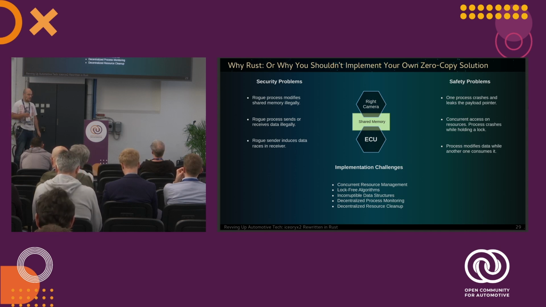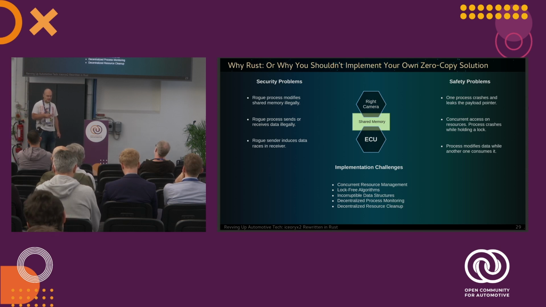Or the other thing is, for instance, that a sender publishes data, the other one consumes it and does a check, for instance, are they valid? Yes, the data is valid, and now the rogue sender goes, yeah, now I changed the data in shared memory, haha. This is something we have to avoid. The other thing is safety problems.